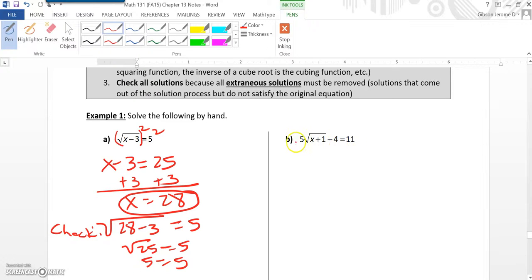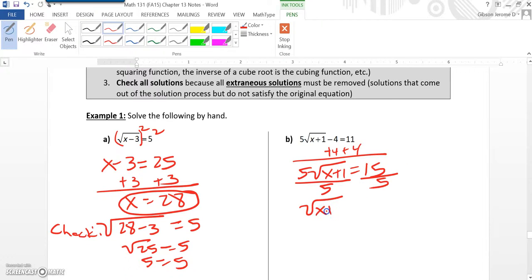Now we come here to B. Now if you notice here, we have more operations here, so we need to get rid of them before we talk about squaring each side. So we would add 4 on both sides first. So we have 5 times the square root of x plus 1 is equal to 15. Now we would divide each side by 5. The square root of x plus 1 is equal to 3.